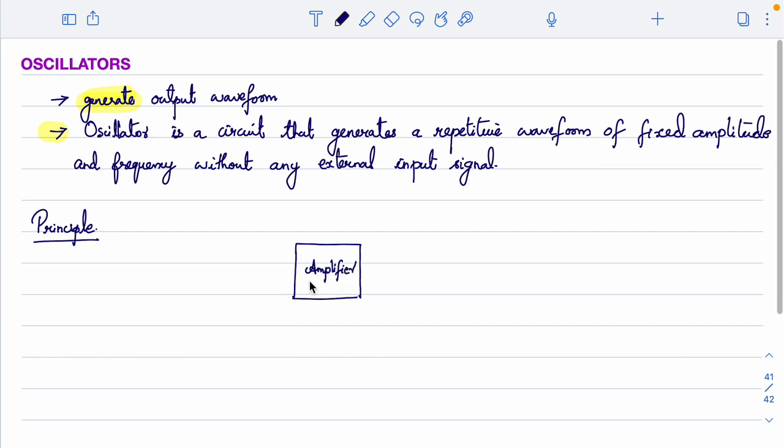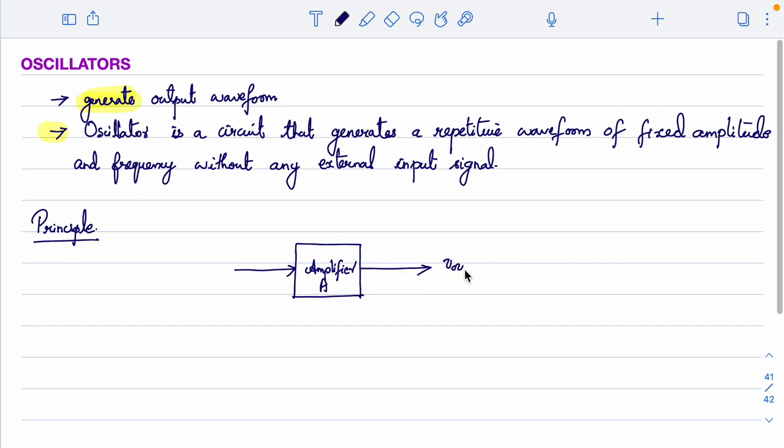This is the amplifier, and say the open loop gain of the amplifier is A. This is the open loop gain of the amplifier. When you say open loop gain, I haven't applied any feedback to this amplifier, but we know that for most of the applications we need to operate in the presence of feedback, what we call negative feedback.